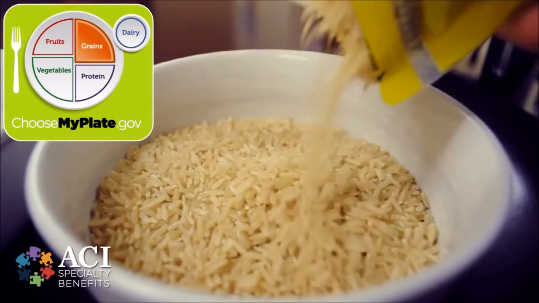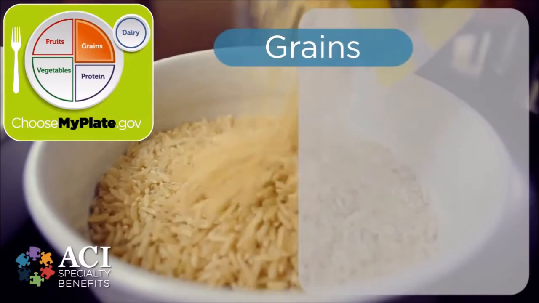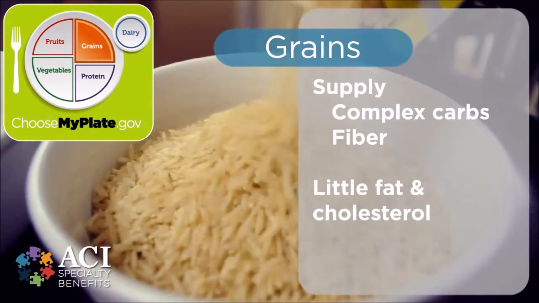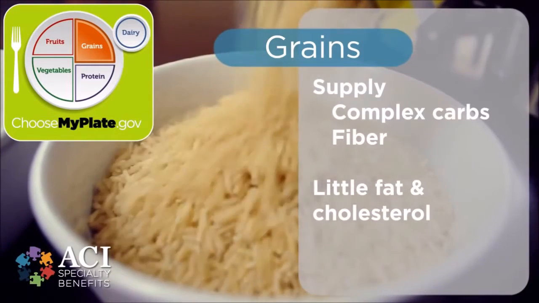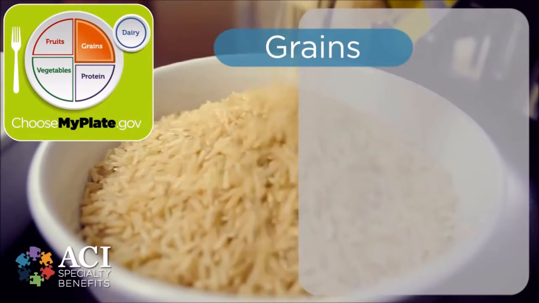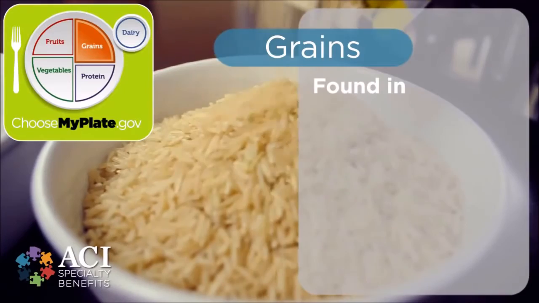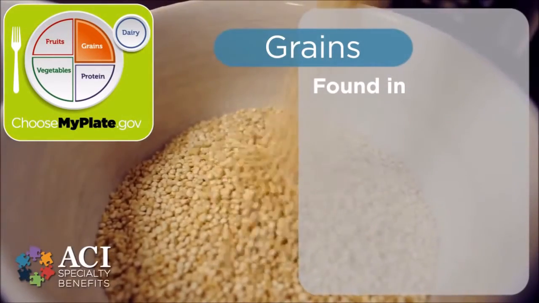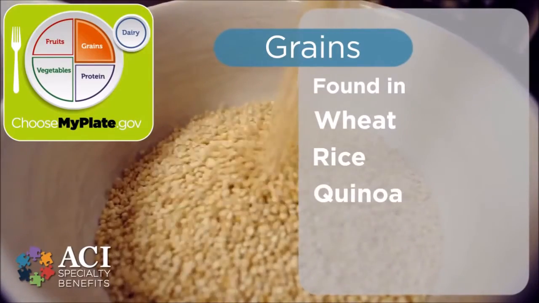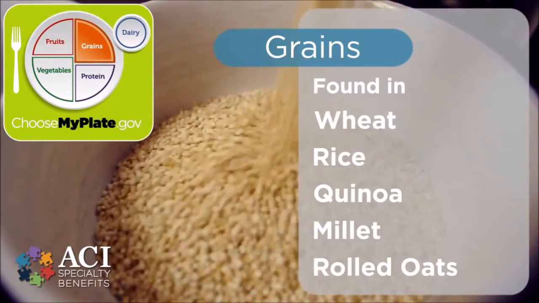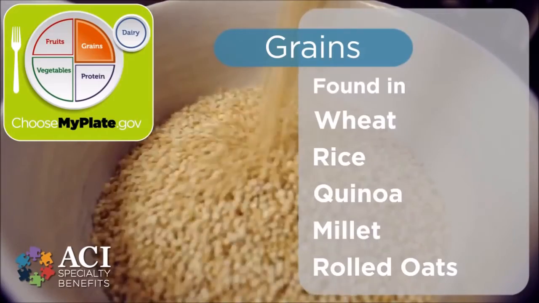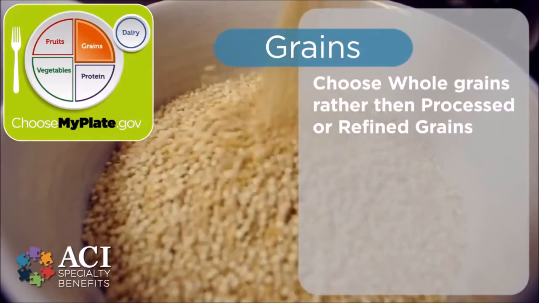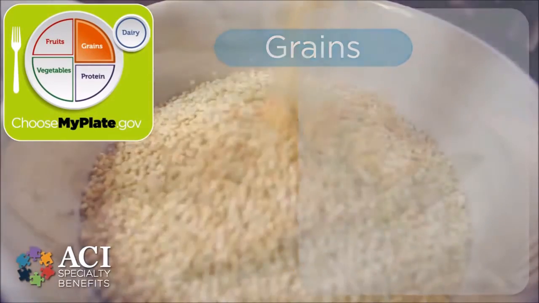Next, we have the grain portion of the Choose My Plate model. Grains are an important part of a healthy diet as they supply complex carbohydrates and contain a significant amount of fiber with little fat and no cholesterol. Grains should make up about a quarter of your plate and are found in everything from bread and cereal to pasta and oatmeal. When we think of grains, we usually think of wheat or rice, but options like quinoa, millet, and rolled oats make for even healthier options. With all grains, it's a good rule of thumb to choose whole grains rather than refined or processed grains to make sure the body gets the most nutrients possible.